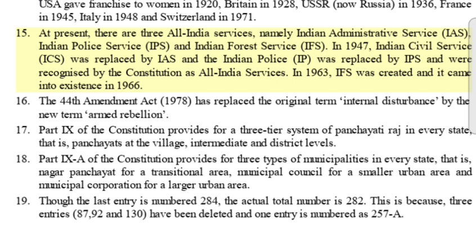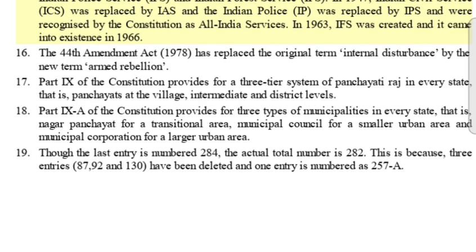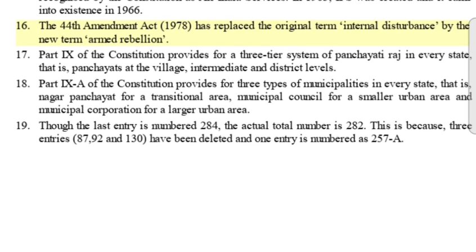15. At present, there are 3 All India services, namely Indian Administrative Service (IAS), Indian Police Service (IPS), and Indian Forest Service (IFS). In 1947, Indian Civil Service (ICS) was replaced by IAS and the Indian Police (IP) was replaced by IPS and were recognized by the Constitution as All India Services. In 1963, IFS was created and it came into existence in 1966. 16. The 44th Amendment Act 1978 has replaced the original term, internal disturbance, by the new term, armed rebellion.